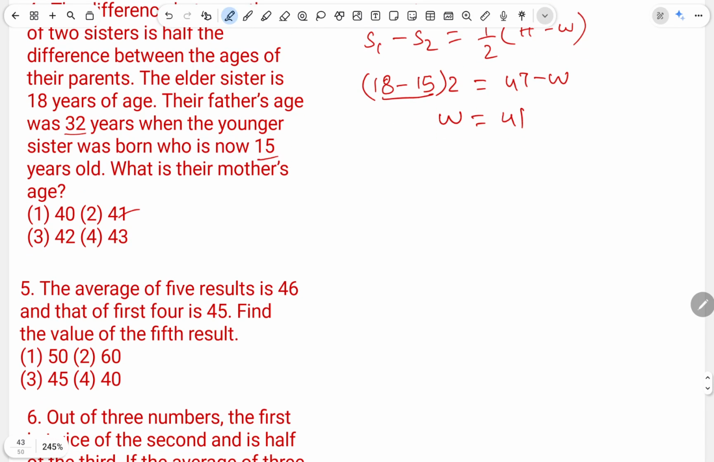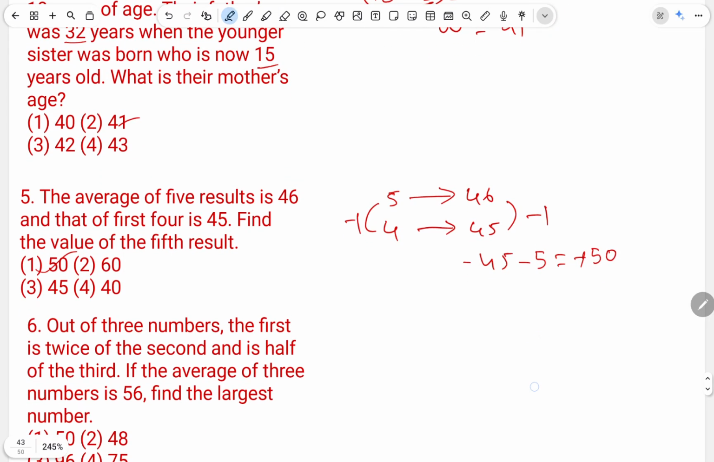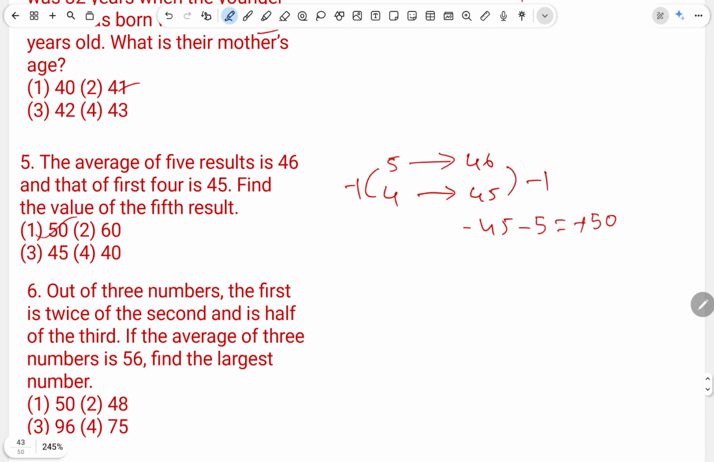The average of 5 results is 46 and that of 4 is 45. The average reduced by minus 1 from here also minus 1. Minus 1 into 45 is minus 45, minus 1 into 5 is minus 5, which gives minus 50. So minus 50 is what? The one left. So the left person's value, minus indicates left. So 50. The fifth result is 50.